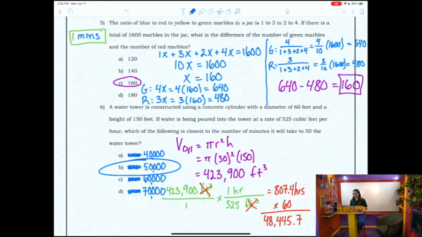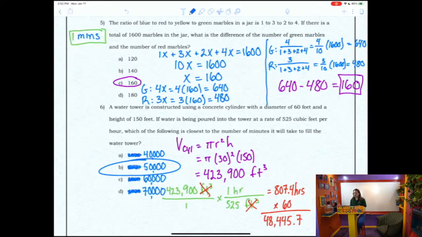423,900. Let me just check that because that's a really round number now that I'm looking at it. And pi is not a round number, but actually I approximated, so that could be okay. Yep, that's okay. So I used 3.14 rather than the entire pi button, but to be most exact, you should use the pi button.